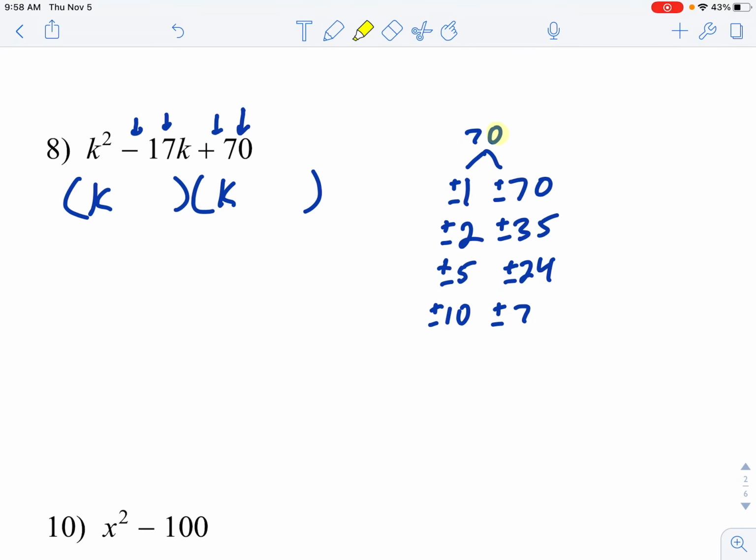Now, can you find any pair of numbers in that whole little chart that I've made that will combine to negative 17? Will negative 1 and negative 70 combine to negative 17? No, that's negative 71. I can throw out all the positive ones. How about negative 10, negative 7? Yeah, that does the trick. Negative 10, negative 7. They multiply to positive 70, but they add up to negative 17.